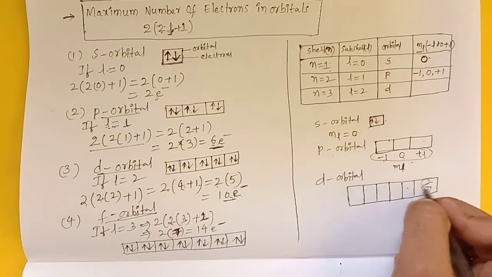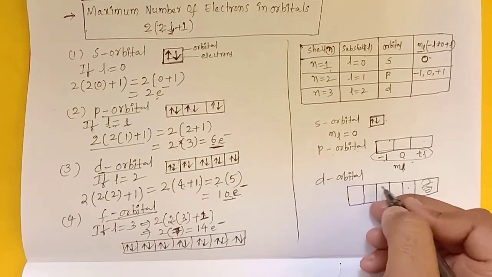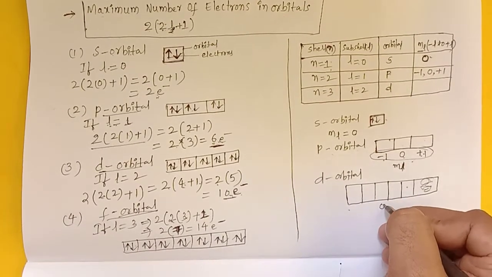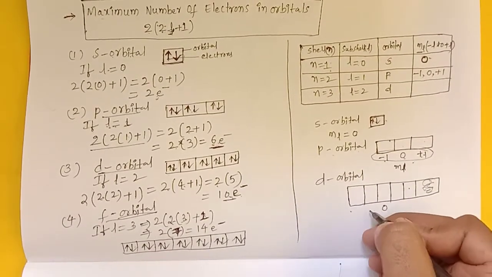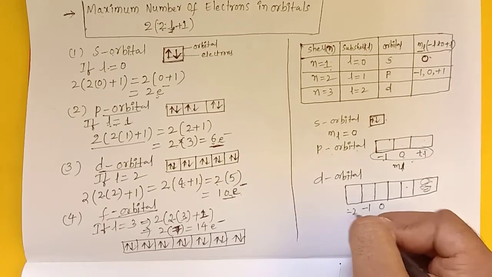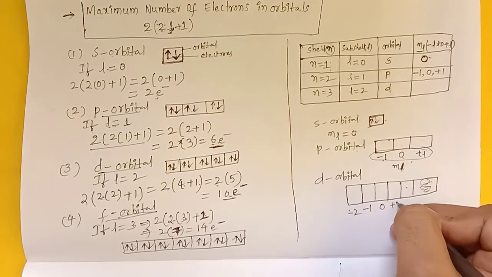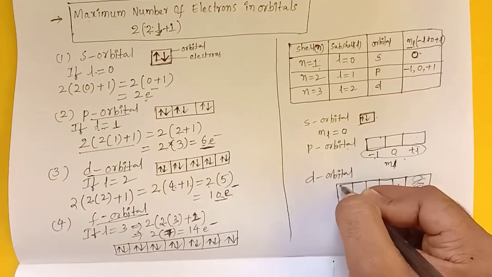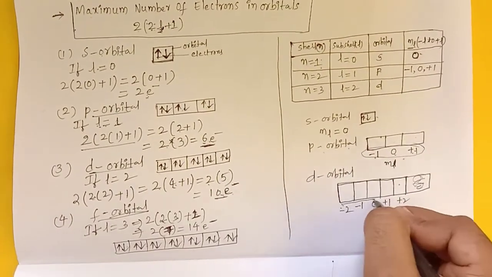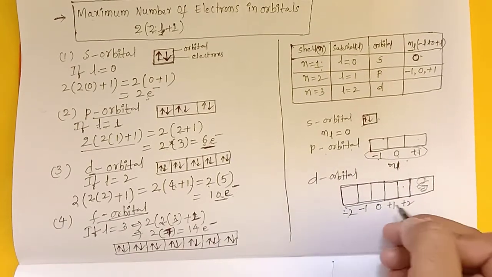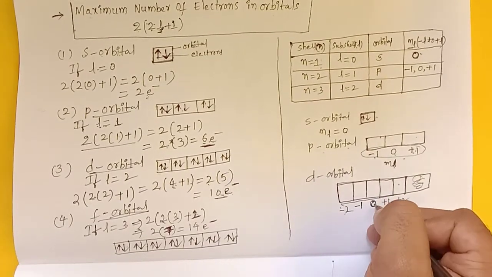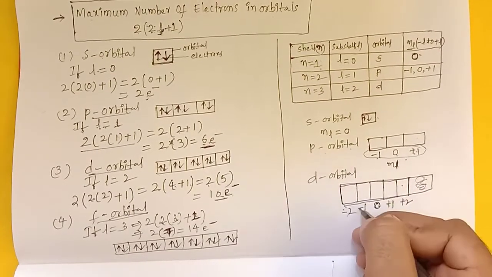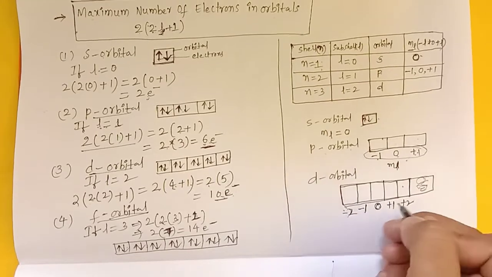Need to take this one here. So how many electrons are there? If you observe 5 boxes, the middle is 0, minus 1 and minus 2 on the left. On the right hand side we have to take positive values, plus 1 plus 2. So minus 2, 0, the middle box is considered as 0, and this is plus 1, this is plus 2, this is minus 1, and this is minus 2.